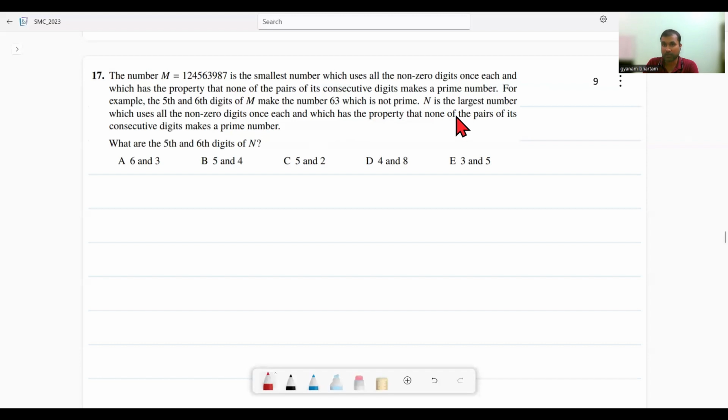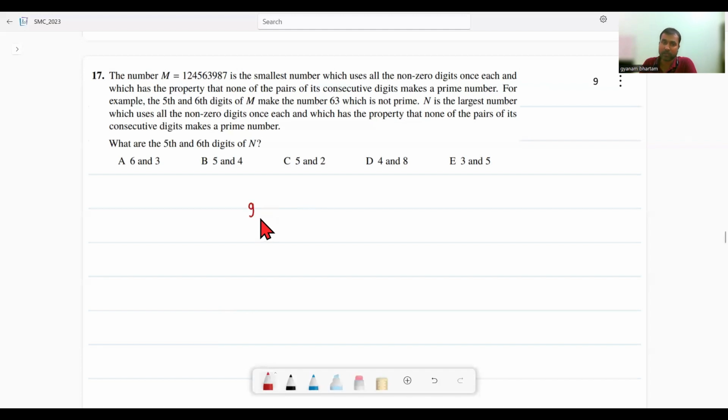Now n is the largest number which uses all the non-zero digits once each and which has the property that none of the pairs of its consecutive digits makes a prime number. What is the fifth and sixth digit of n? So we have to make the largest one. We can start with 9, and none of the pairs of consecutive digits should make a prime.